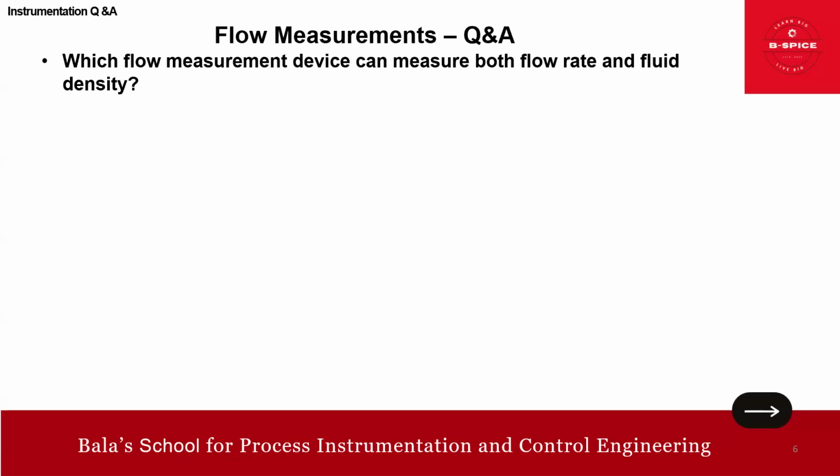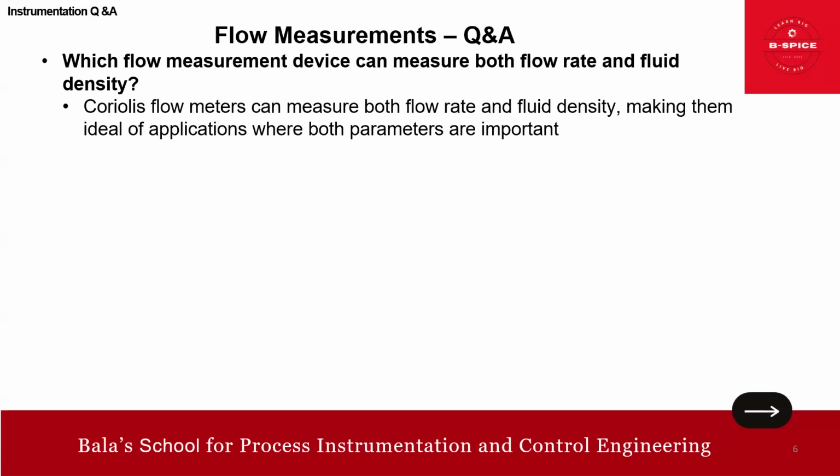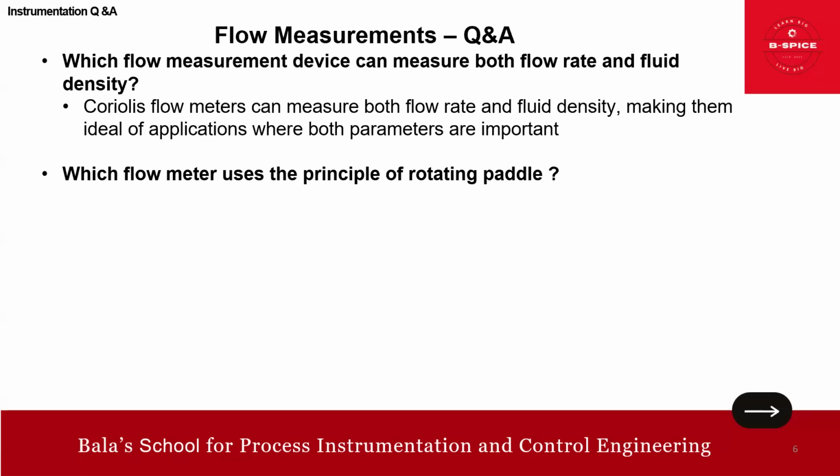Very important. Any guess? Yes, it is Coriolis. So Coriolis can measure both the flow rate and the fluid density, making them ideal for applications where both parameters are important. Yes. So which flow meter uses the principle of rotating paddle?